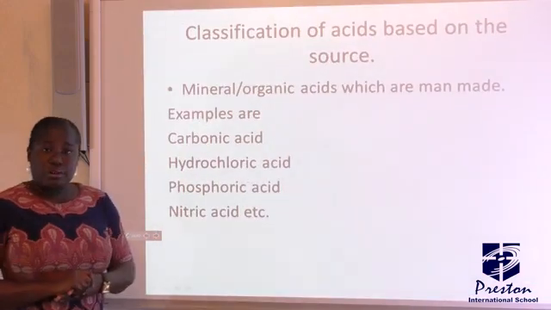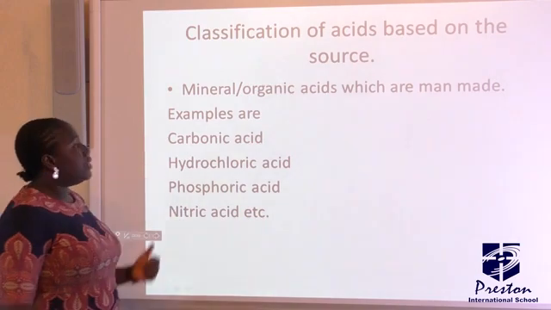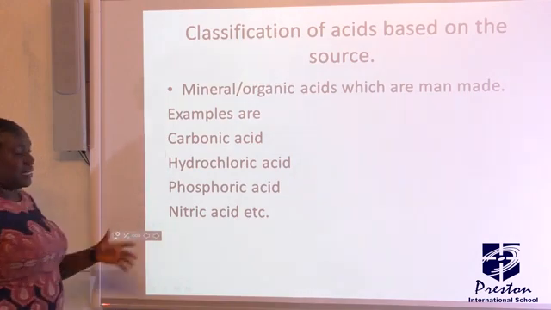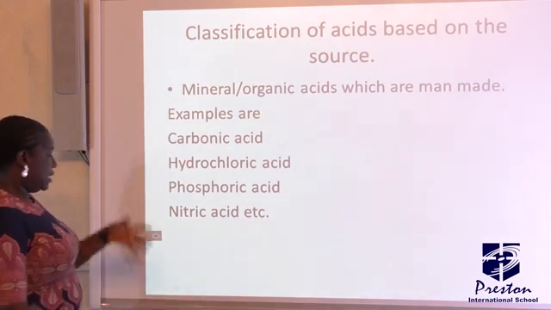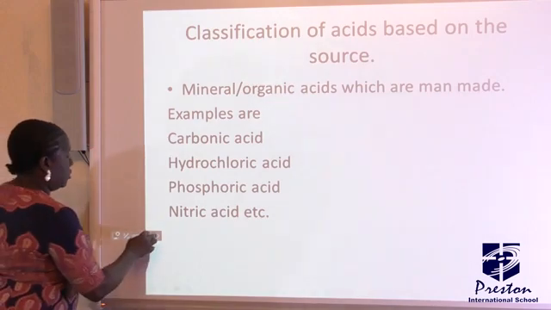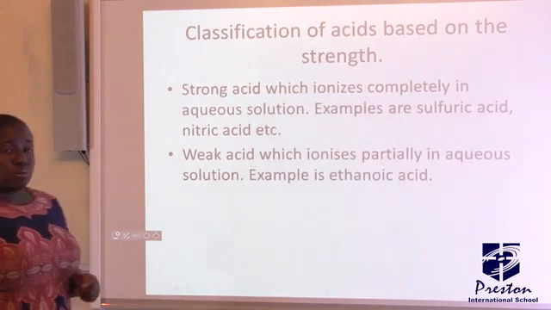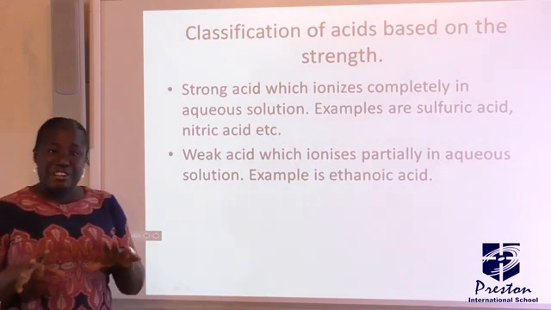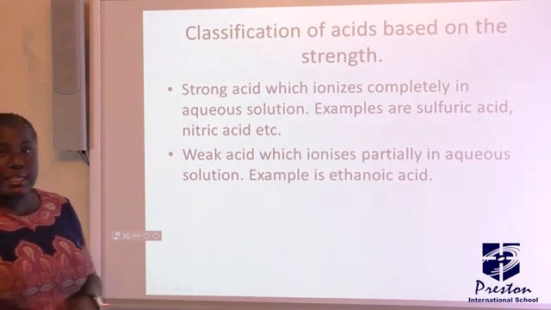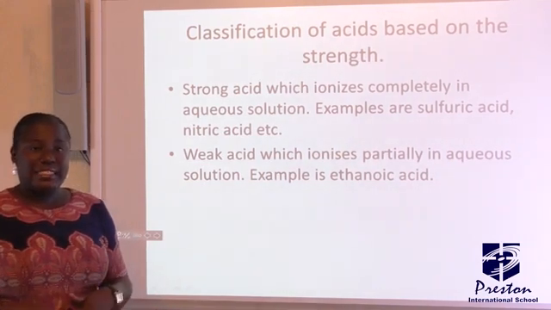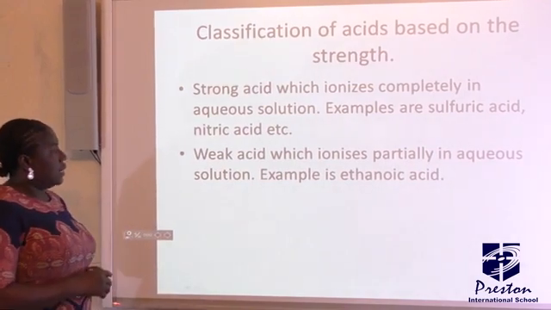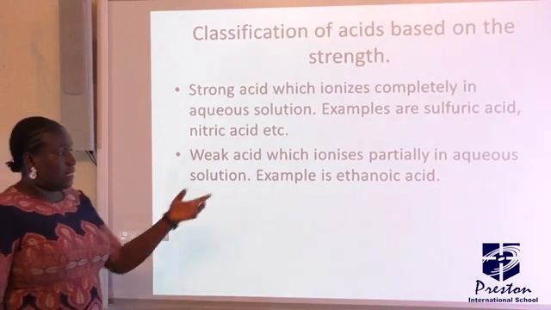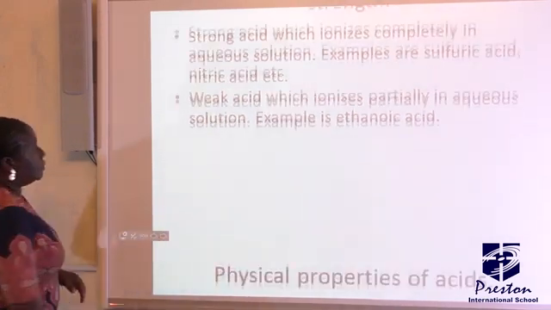The other class of acid based on source, the mineral or inorganic acids, they are man-made, they are synthesized. Examples, carbonic acid, hydrochloric acid, phosphoric acid, nitric acid, sulfuric acid, etc. Now, classification of acid based on the strength. We have strong acids, which ionize completely when dissolved in water. Examples of such, we have nitric acid, sulfuric acid. The second type, we have the weak acids, which ionize partially when dissolved in water. A typical example of that is ethanoic acid.